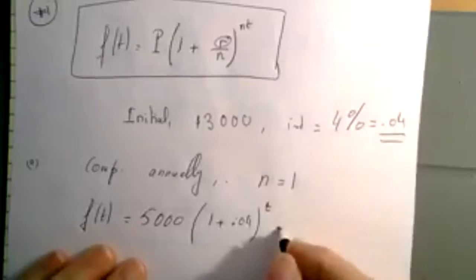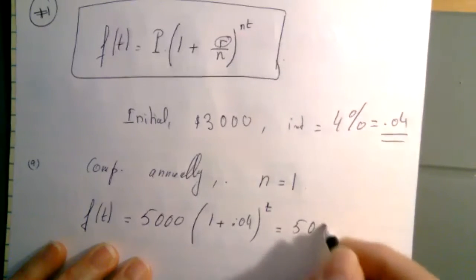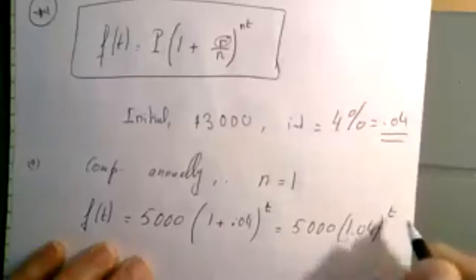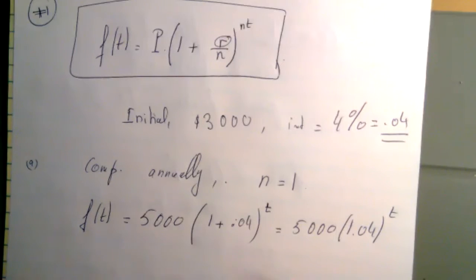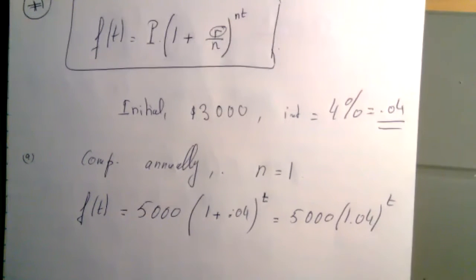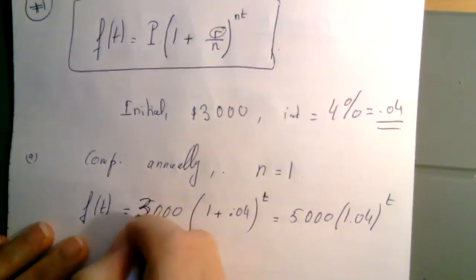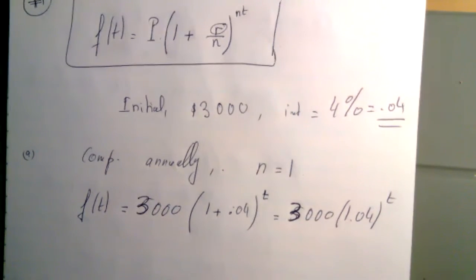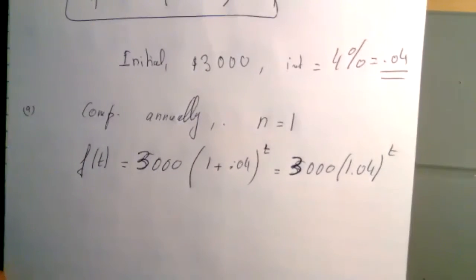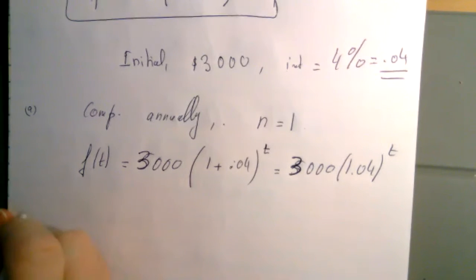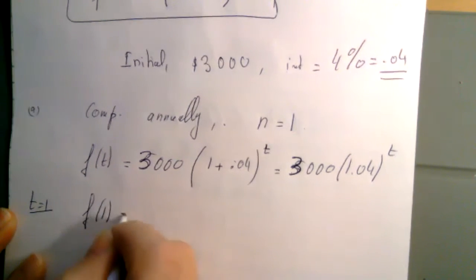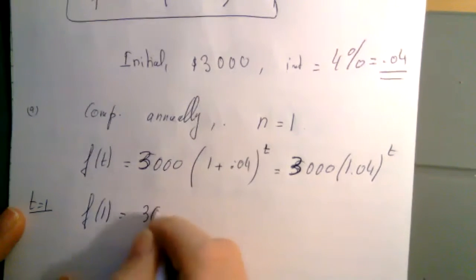So that's the simplest possible scenario. It means 5,000, 1.04 to the power t. No, it's 3,000, not 5,000. Oh my goodness. Thank you. All right. So now after 1 year, so that's annually, it means t equals 1. The amount of money after 1 year, I'm just going to plug in 1 for t.